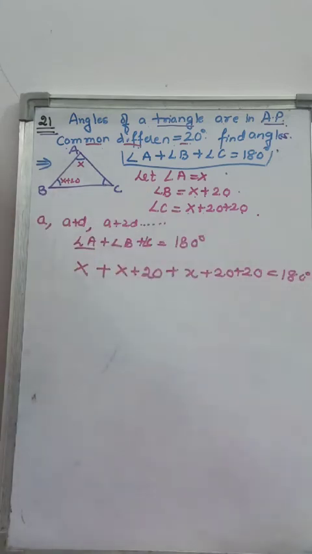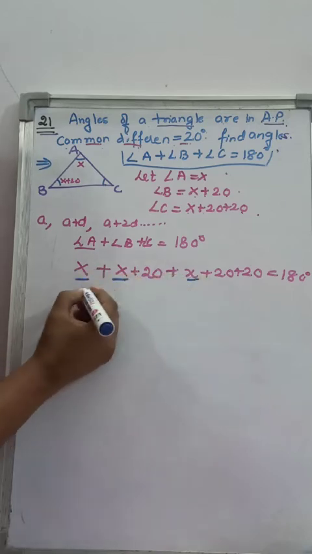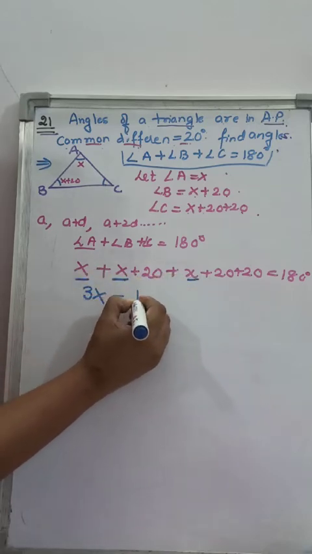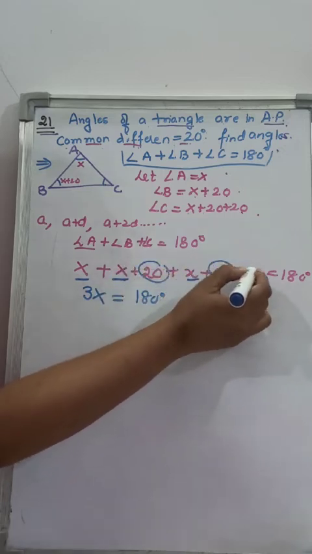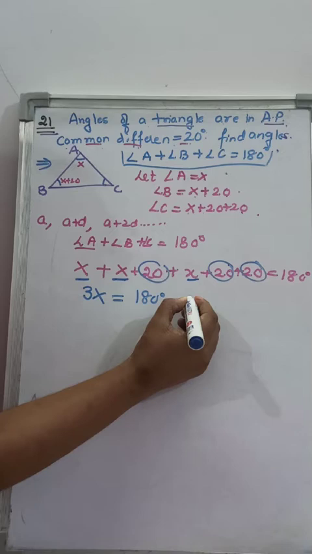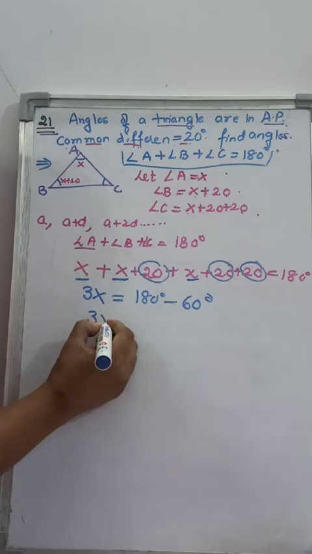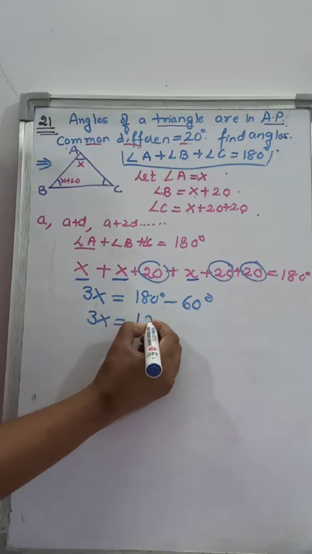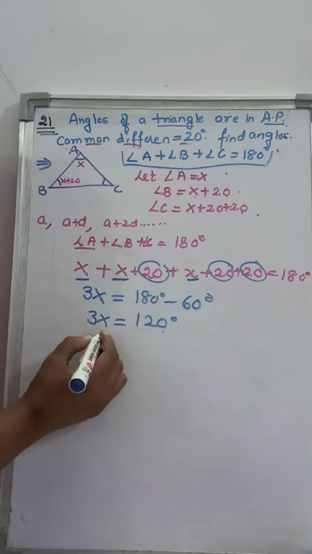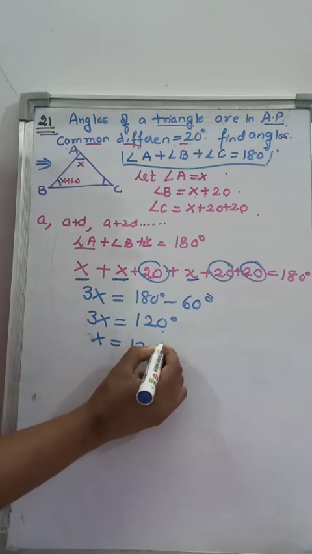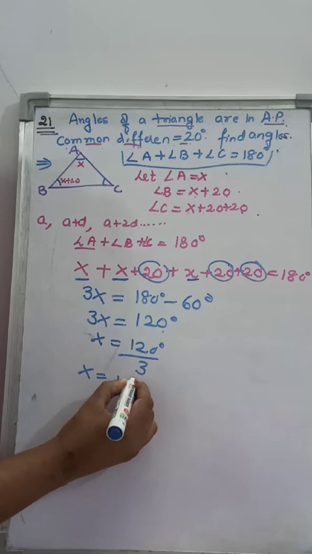Now what do we have to do? X is 1, 2, 3, so this will be 3x equal to 180 degrees. 20 plus 20, 40. 40 plus 20, 60. So minus 60 degrees, you will take it on the right hand side. So 3x will be equal to 120. It will come after subtracting. So x will be equal to 120 over 3. That means x will come out to be 40 degrees.